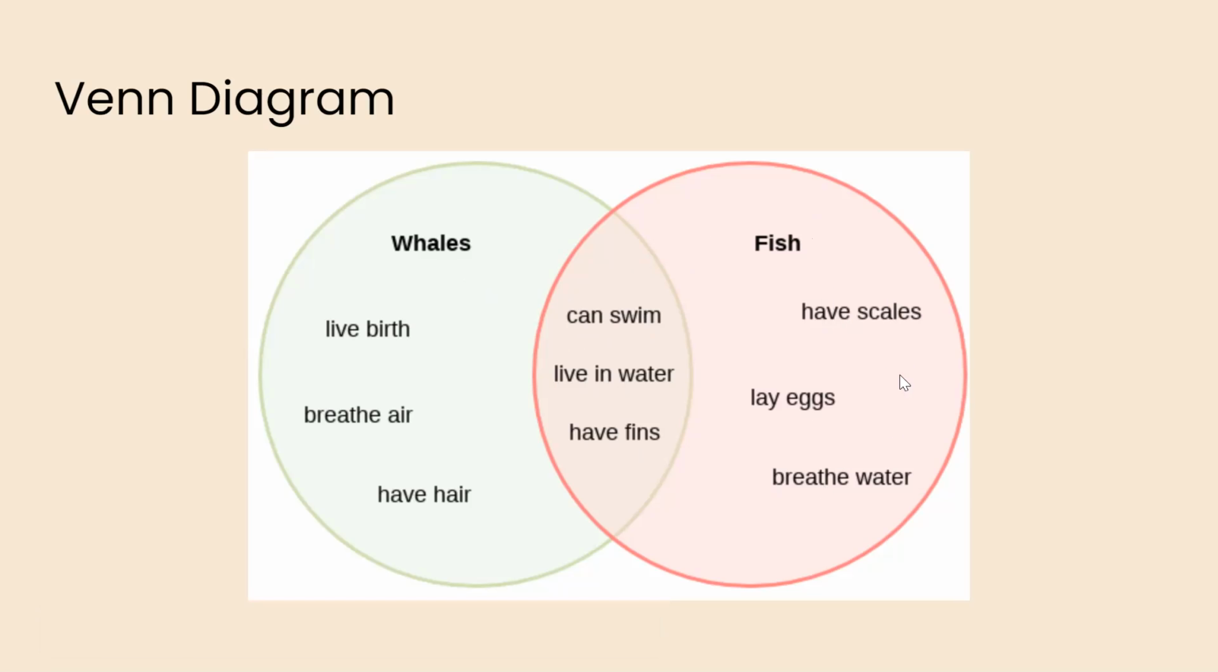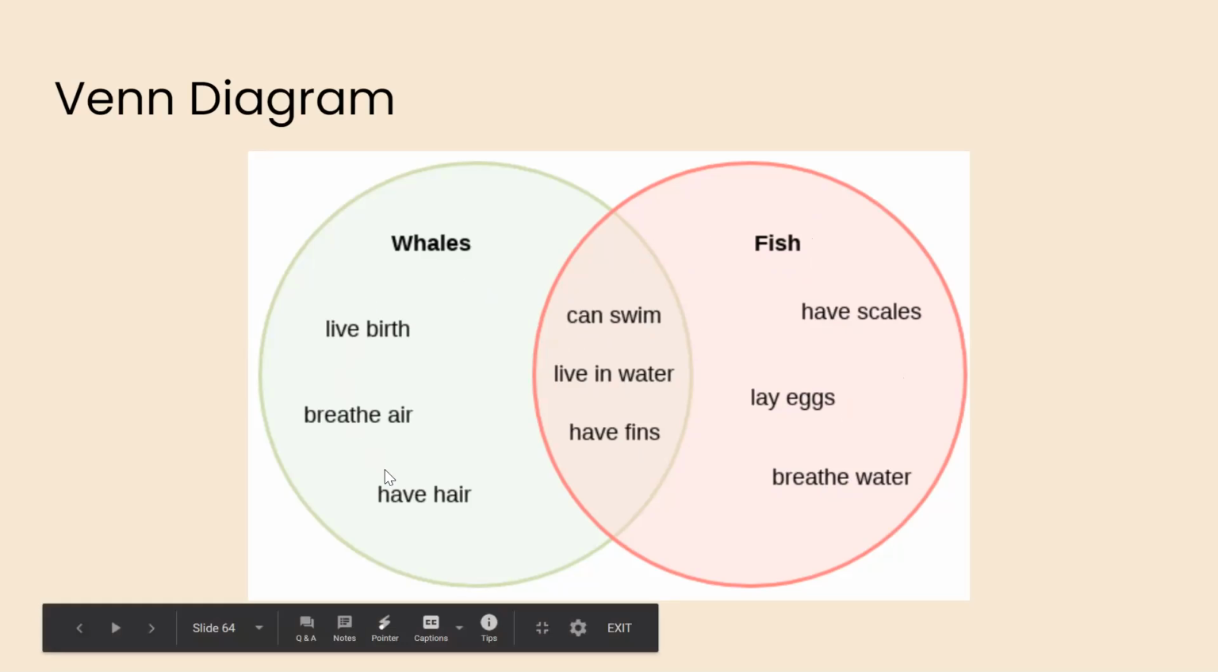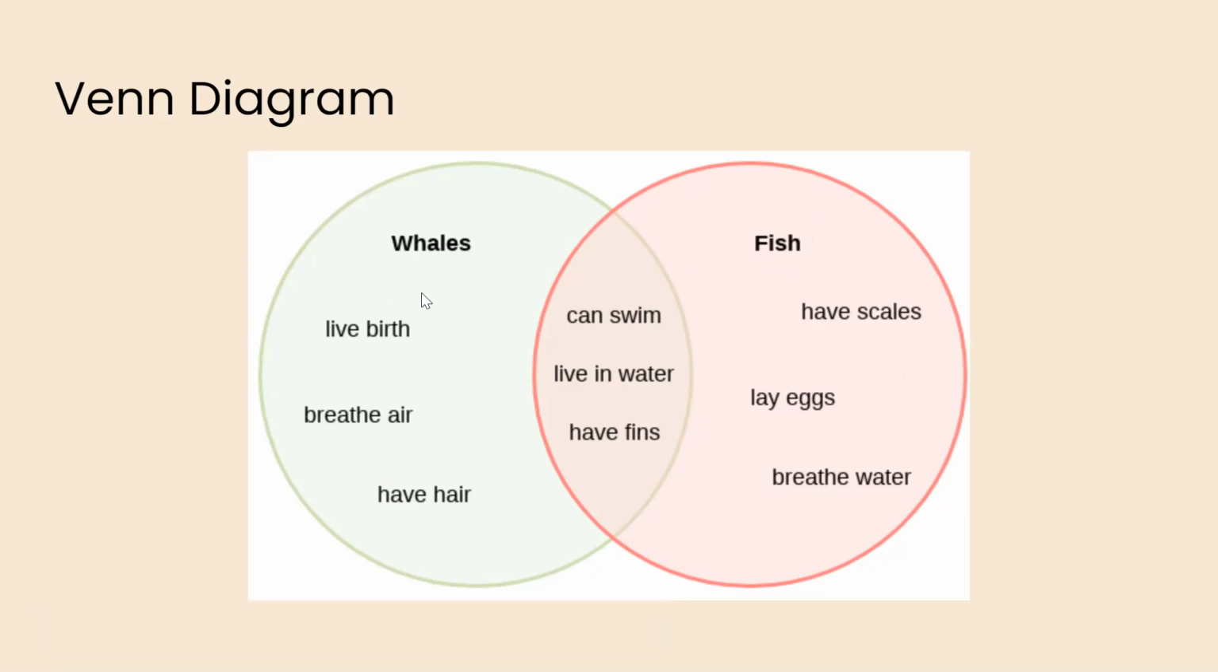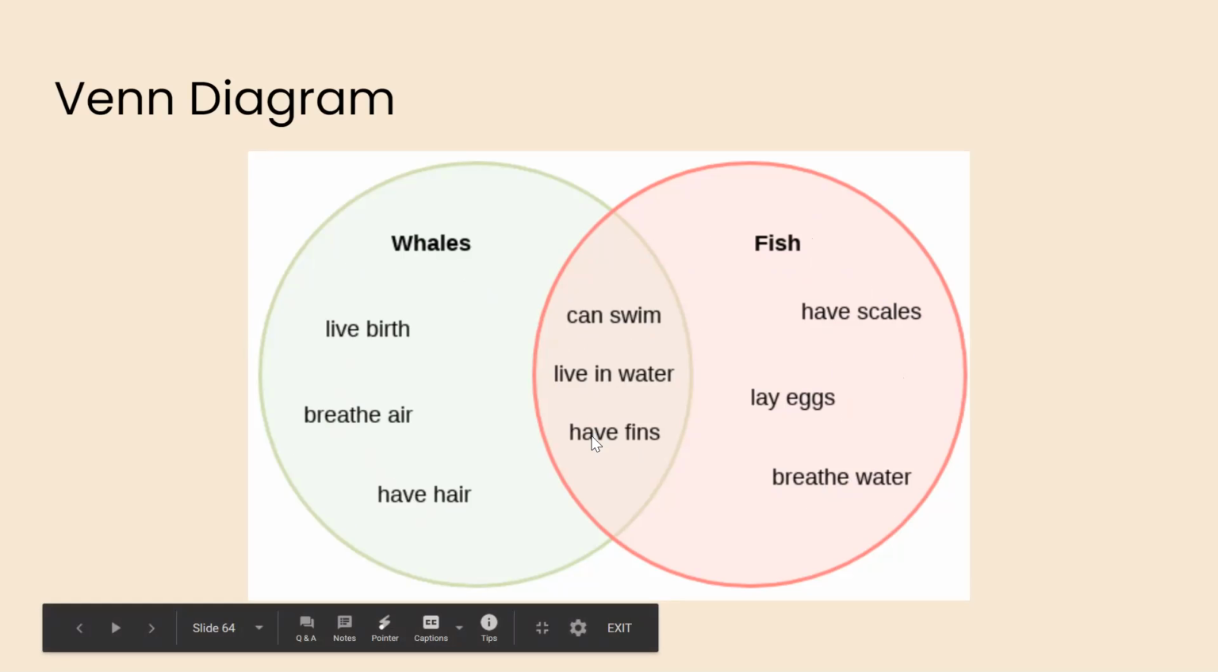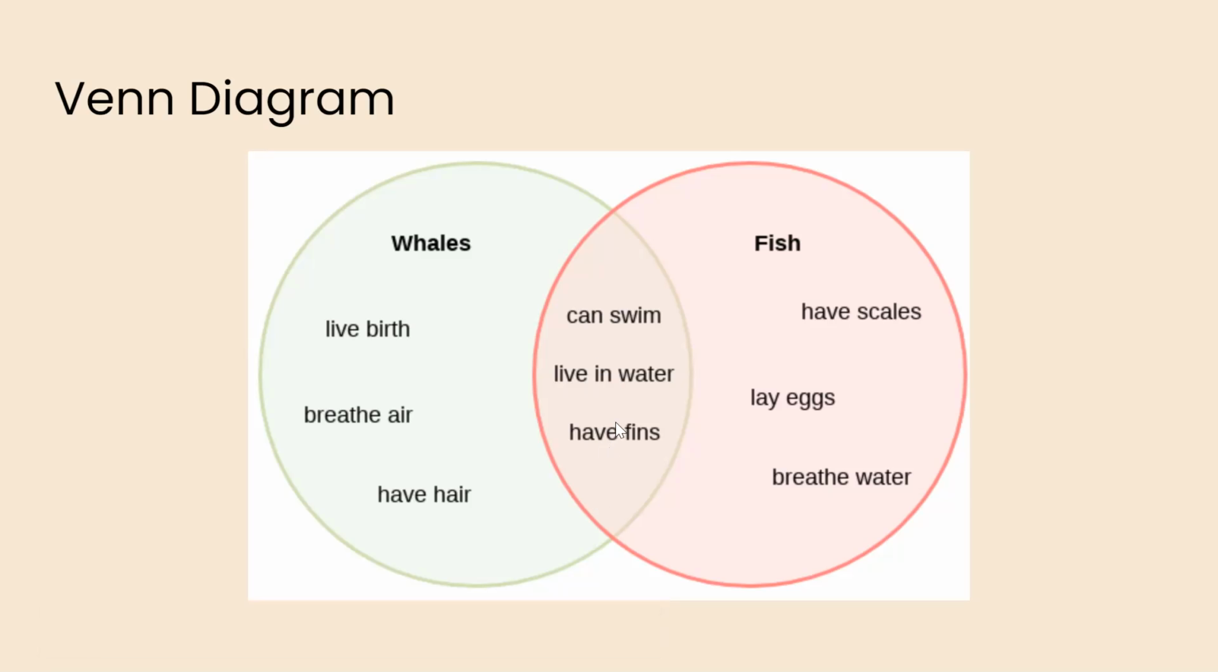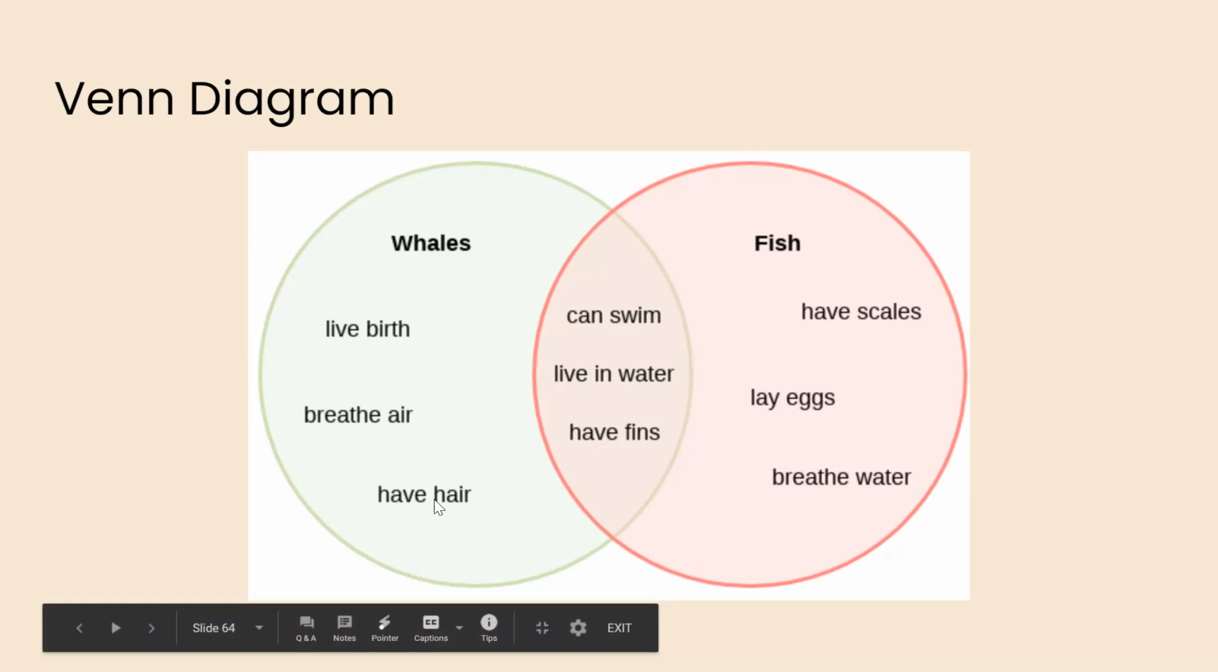Out here are the things that are different. So these are the things that are only true for fish. They have scales, they lay eggs, they breathe water. And then these are the things that are only true for whales. So it would be different, different, the same. So the things that are the same go in the middle. This is where we're comparing. Remember, when we're comparing, we find what is the same. This would be a contrasting side, and this would be a contrasting side.